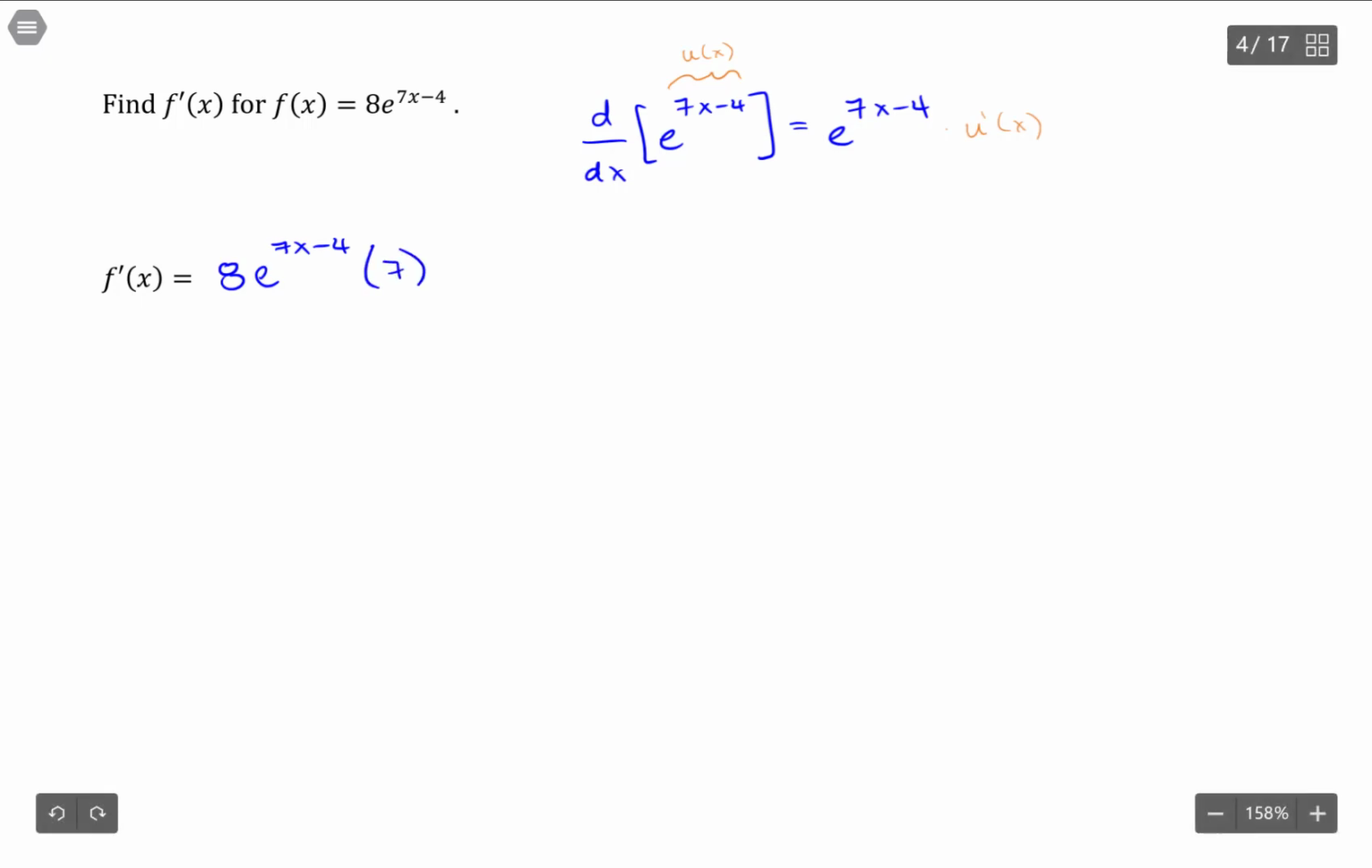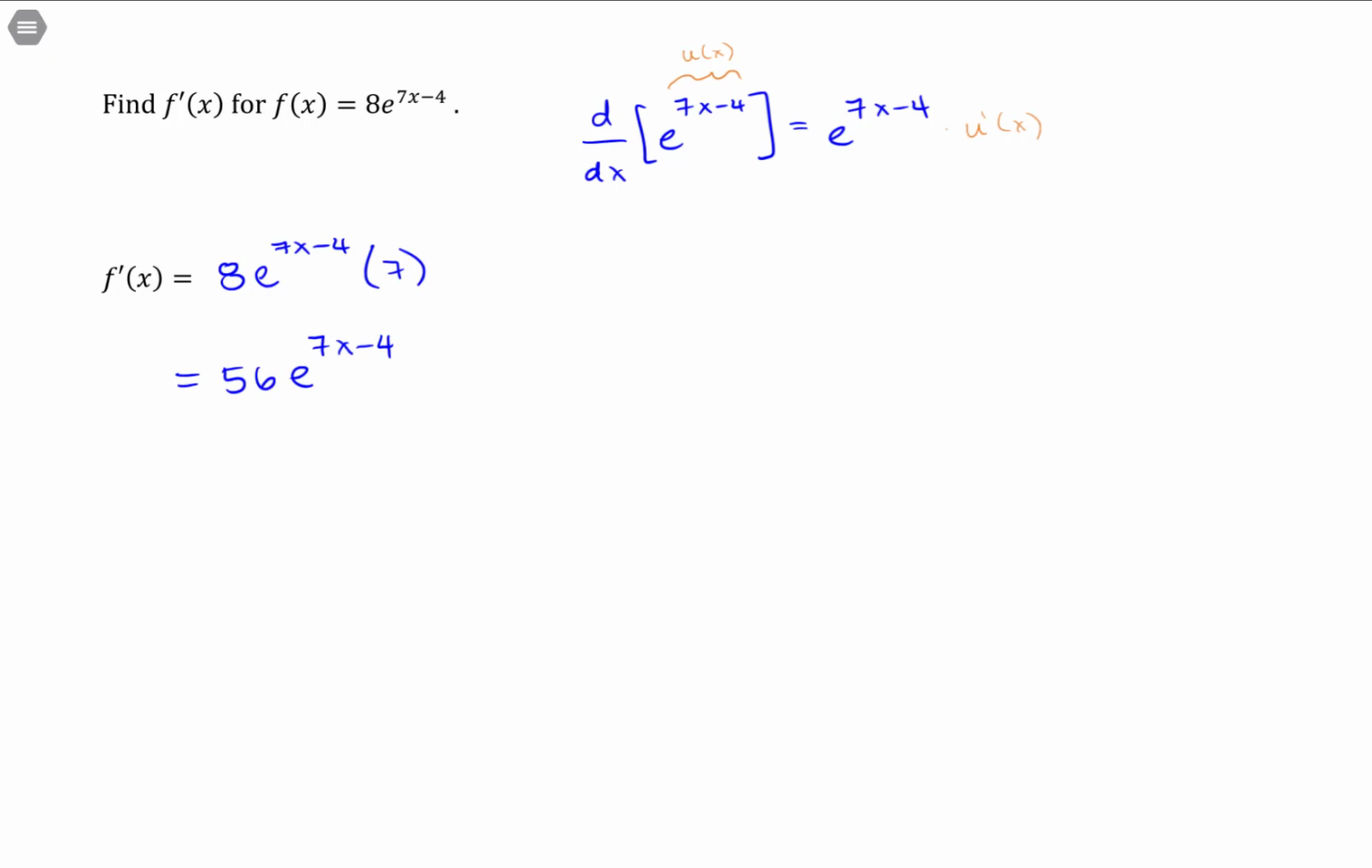which is 7. And this is a perfectly fine answer, but it might look a little nicer if we went ahead and multiplied those two constants together. And it would also make it a bit easier to type into the answer box.